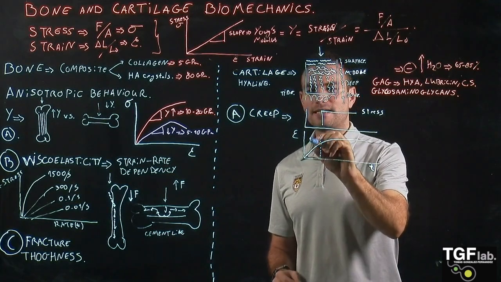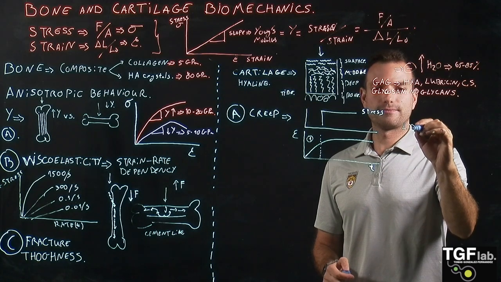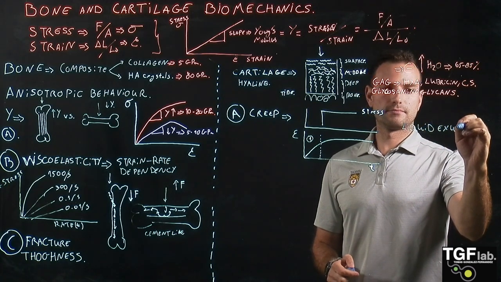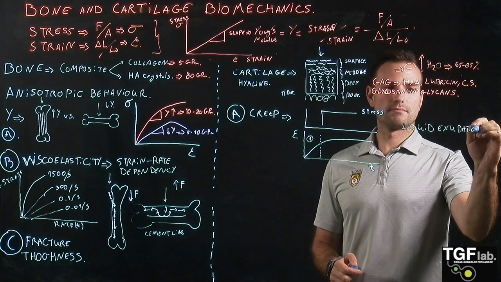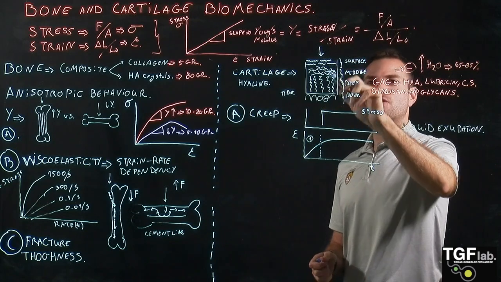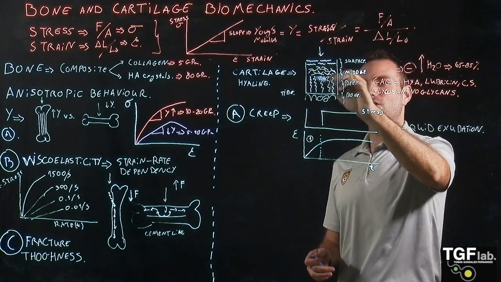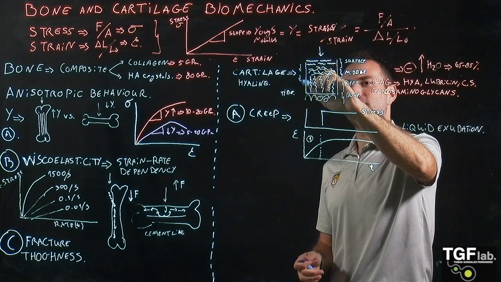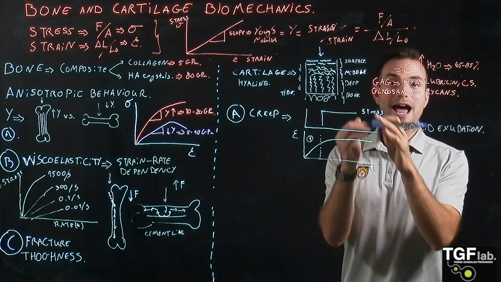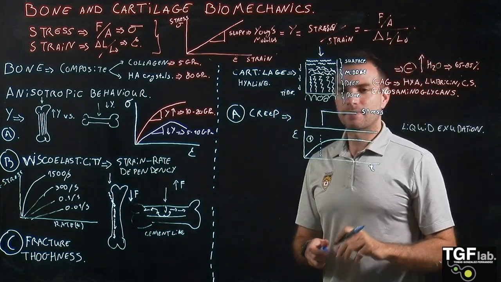So the first phase here is going to be the liquid exudation phase, or fluid exudation. This means that when we apply a force here on the surface of the cartilage, the water that is contained in the surface is going to be displaced in this direction and be distributed in the cartilage, and also is going to leave the cartilage into the synovial area.